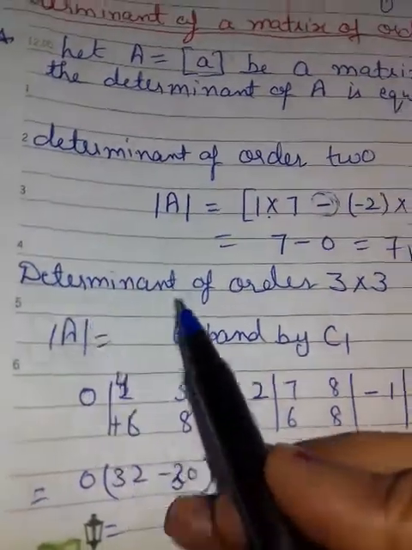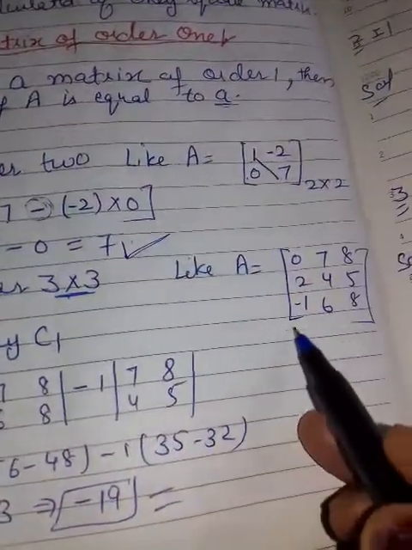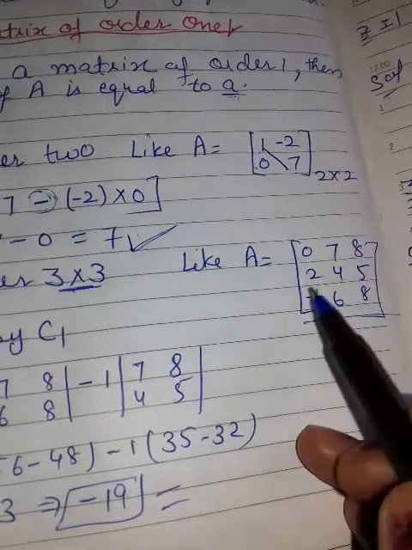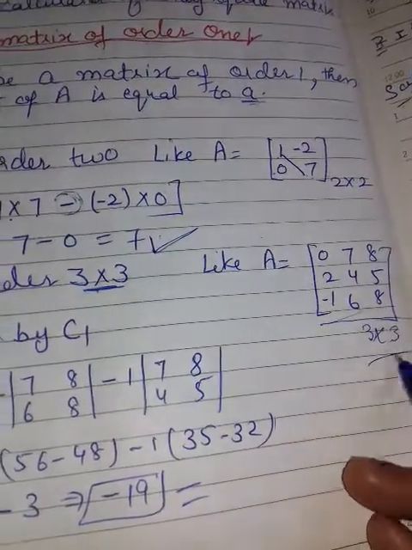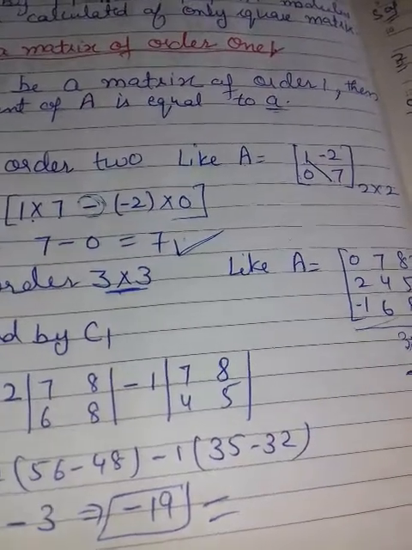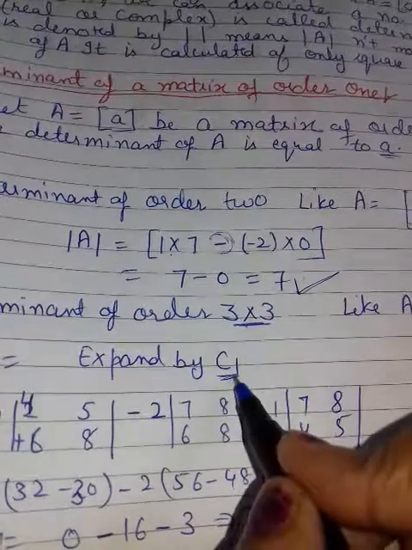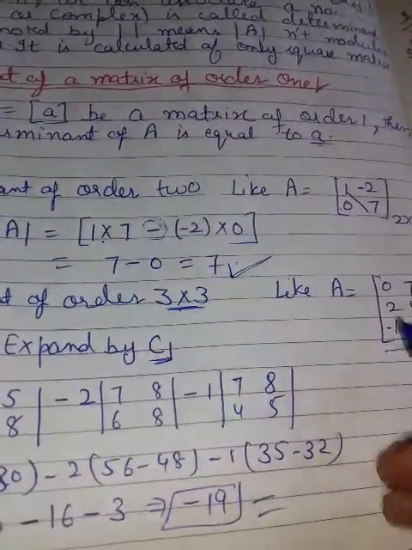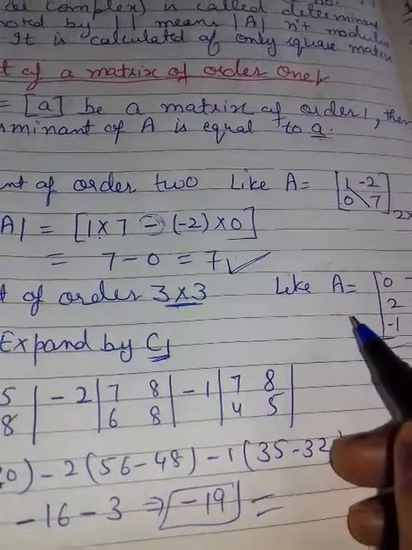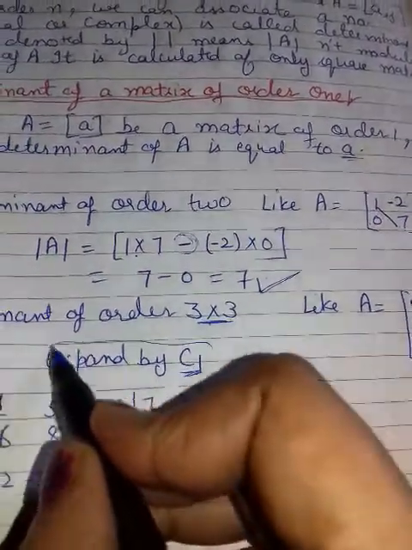Next is determinant of order 3 by 3. Like you have given how many rows? 3. How many columns? 3. So your order is 3 by 3. Now we are able to find the determinant. Now I am telling expand by C1. You know what is C1? C1 means column first. First column. R1 means row first. R2 means row second. Now we are expanding by C1.